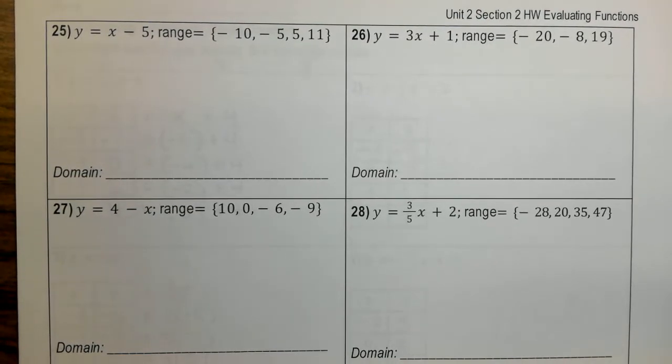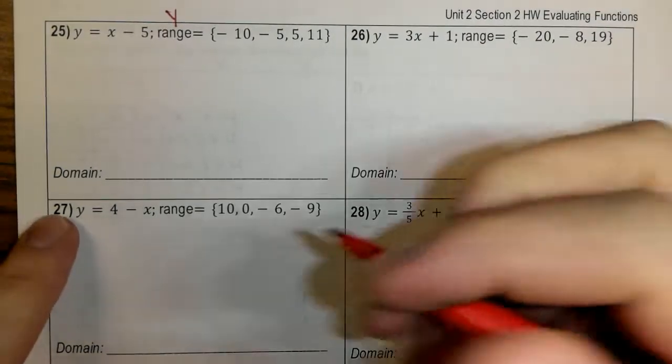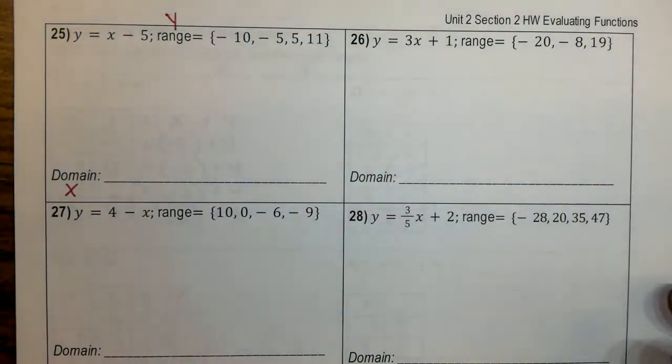Alright, this is Unit 2, Section 2 homework. This is the back page, 25 to 32. So now we're back to, we don't have a table, we just have a function. And instead of domain, now we have a range. So remember, these are y values. And we want to find domain, so we want x.